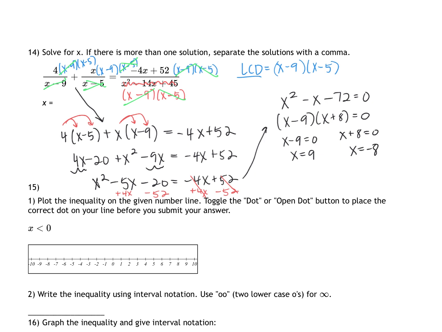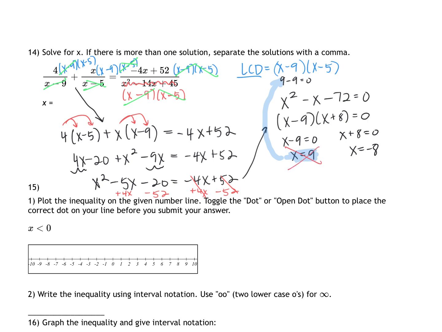Here is where you need to be on the lookout for problems. On these fraction problems, you have to remember to check your answers. So for example, if I check 9, I want to make sure that it doesn't make any denominator 0. The easiest place to check is in the LCD. If I plug that in and it makes one of my factors 0, that means it's not a solution. So if I plug in 9, 9 minus 9 is 0. That is a problem. That means 9 is not a solution.